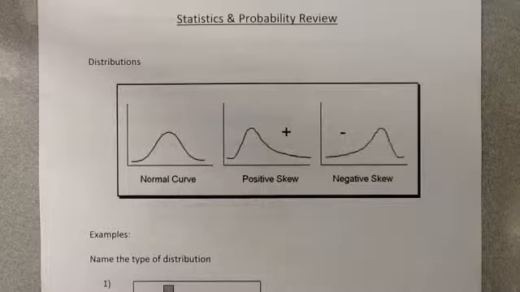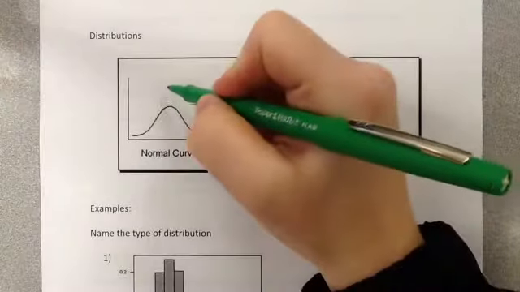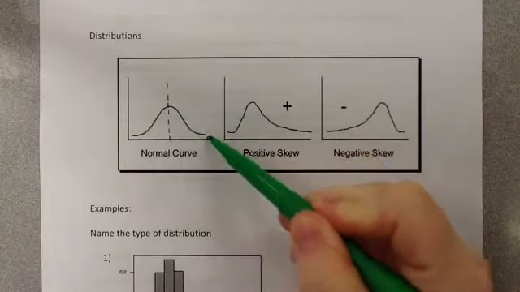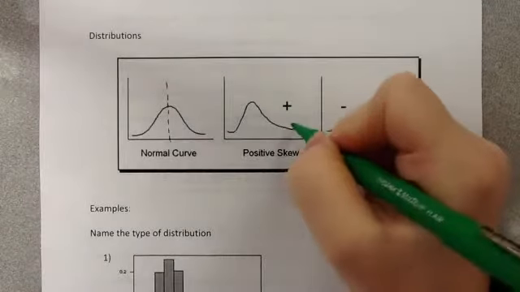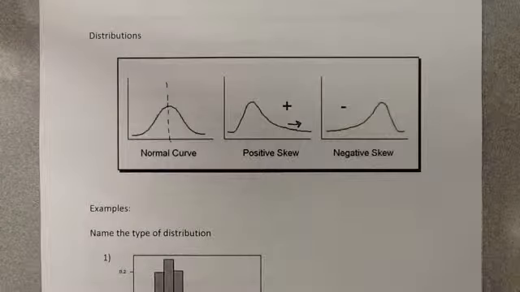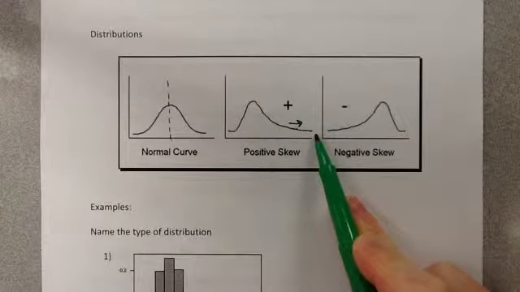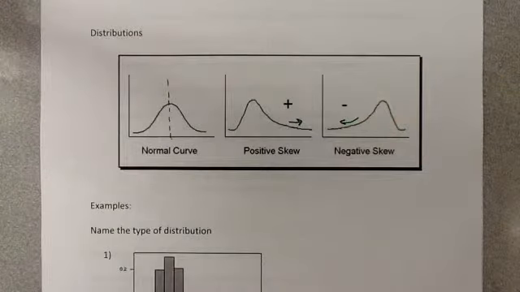So starting with statistics, there are three types of distributions that you will need to know. The normal curve is, if you were to fold it in half, it'll line up very nicely. So it looks like that nice bell shape, and it's even on both sides. The positive skew is the tail heads in the positive direction. So it's the tail that determines what type of skew it is. So if you have a tail that comes off to the right, that would be a positive because the tail is heading positive. If the tail is heading negative or to the left, it would be a negative skew.